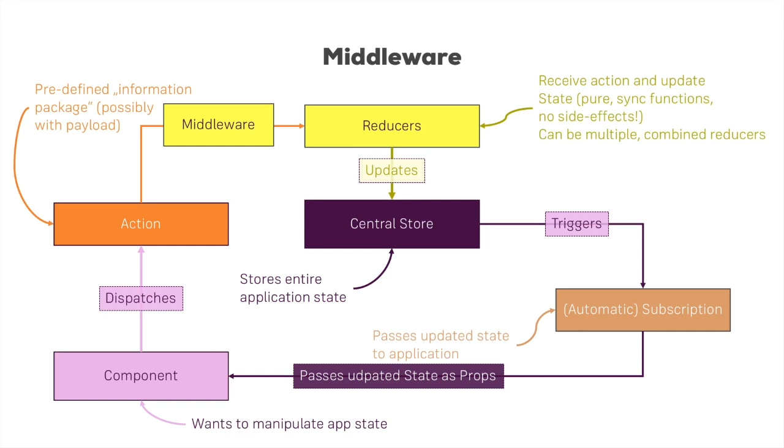So we can add middleware and the action will still reach the reducer thereafter, but we can do something with that action before it reaches the reducer. That can be simply logging something, but that will also become important later when we want to execute asynchronous code. So for now, let's see middleware in action by adding it to our project.